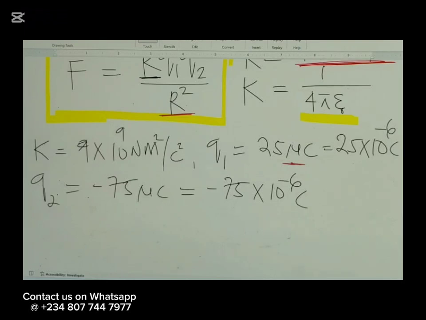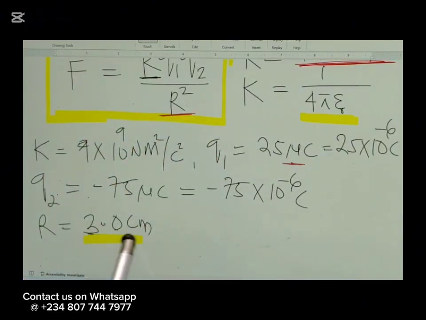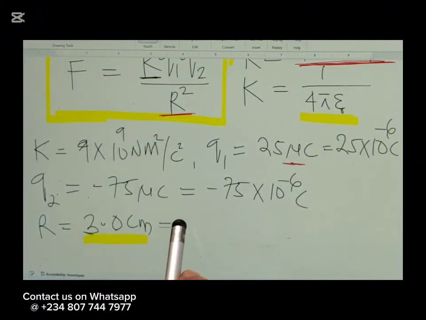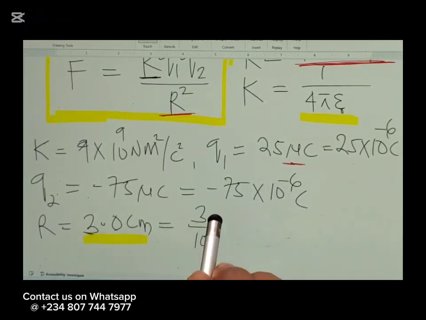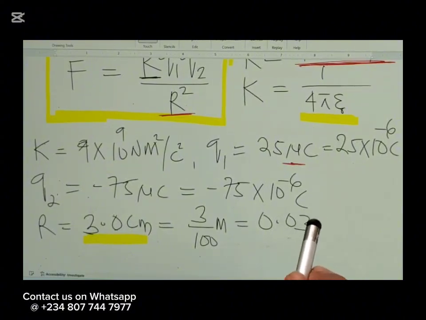All right, class, the next thing given to us here is the distance, and the distance r here is said to be 3.0 cm. So converting this from cm to meter, I will divide this by 100. That means this will be equal to 3 divided by 100. By converting this to meter, it's going to be 0.03 meters. Okay, so all the parameters are given to us.